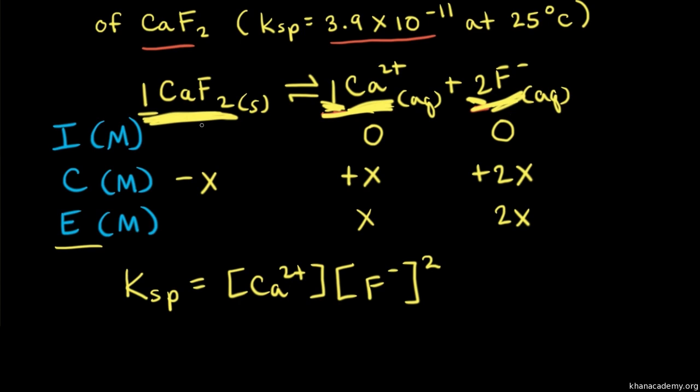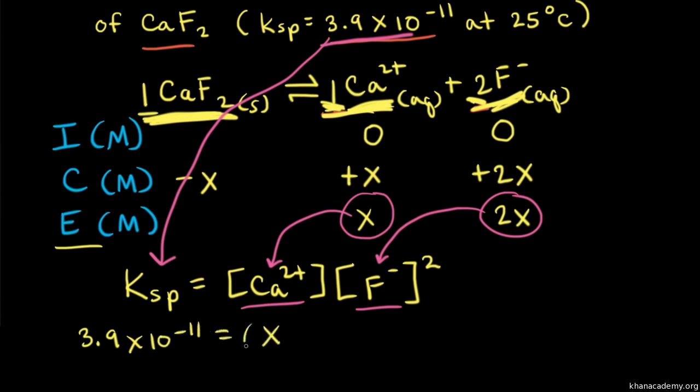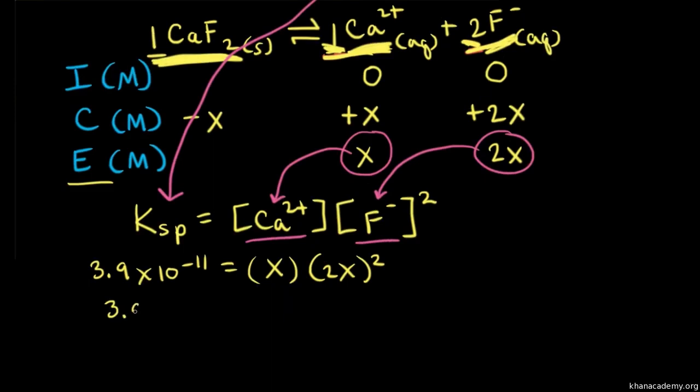The concentrations of ions in our Ksp expression are equilibrium concentrations. Therefore, we can plug in x for the equilibrium concentration of calcium 2 plus and 2x for the equilibrium concentration of fluoride anions. We can also plug in the Ksp value for calcium fluoride. So that would give us 3.9 times 10 to the negative 11th is equal to x times 2x squared. Next, we need to solve for x. So 3.9 times 10 to the negative 11th is equal to x times 2x squared.